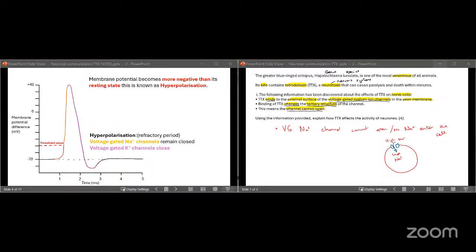where we have overshot that minus 70 millivolts, and we have hyperpolarized the membrane. So in this case, our voltage-gated sodium channels remain closed. Our voltage-gated potassium channels are also going to close. And then our sodium-potassium pump is going to bring that back up to the resting state.